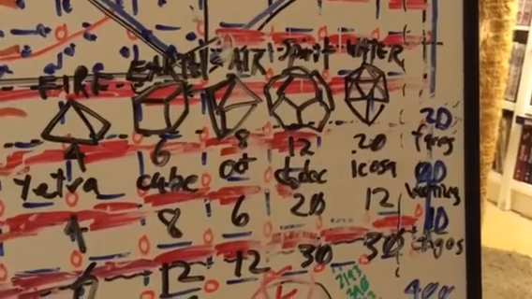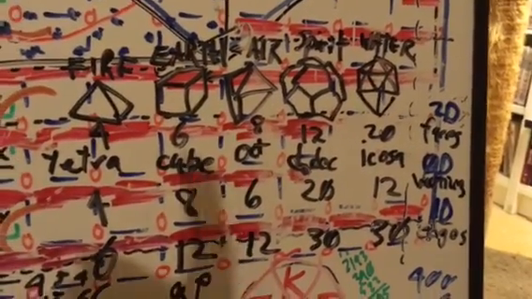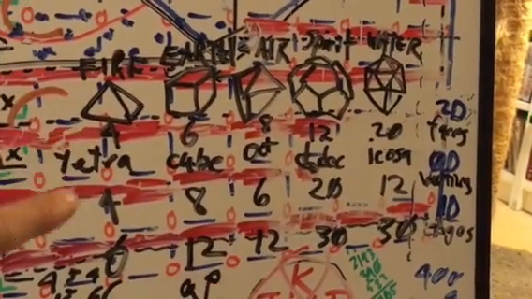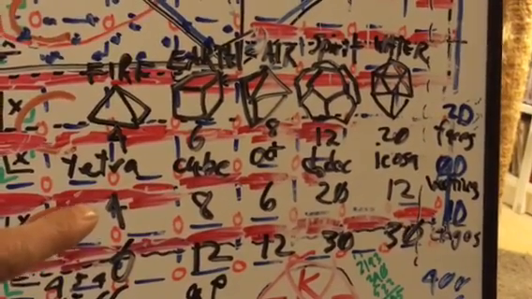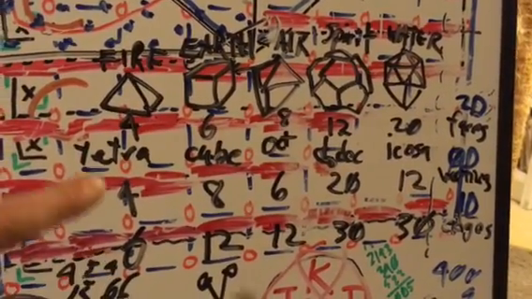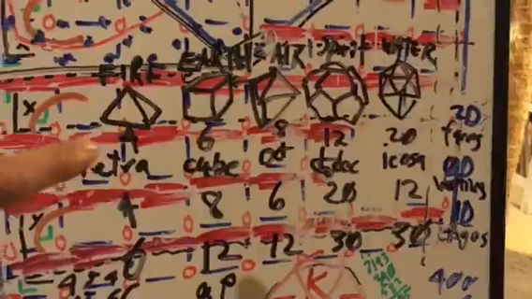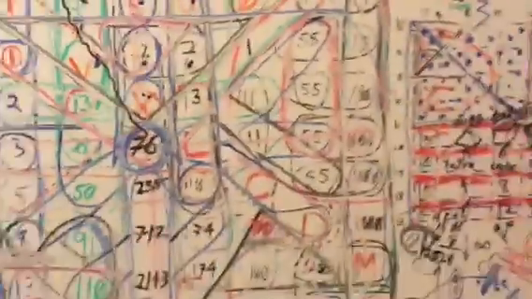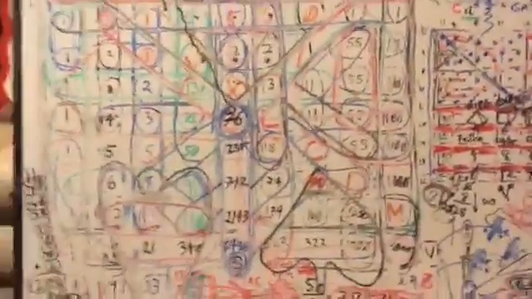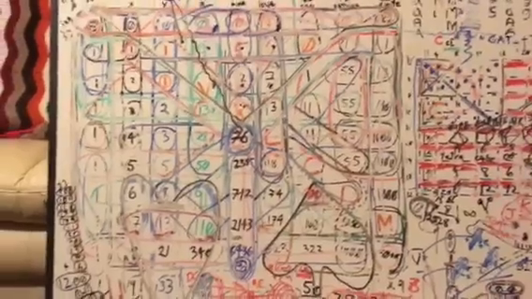Wait, so I found all these shapes. Okay, let's start with fire and the tetrahedron. So it has 4 zeroth dimensional singularities, 6 one-dimensional edges, 4 two-dimensional faces. Well, you are looking at the tetrahedron, and I will show you all the little bits.